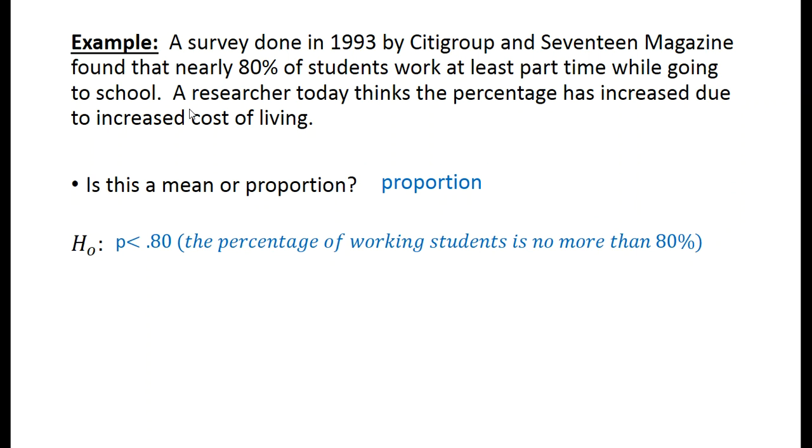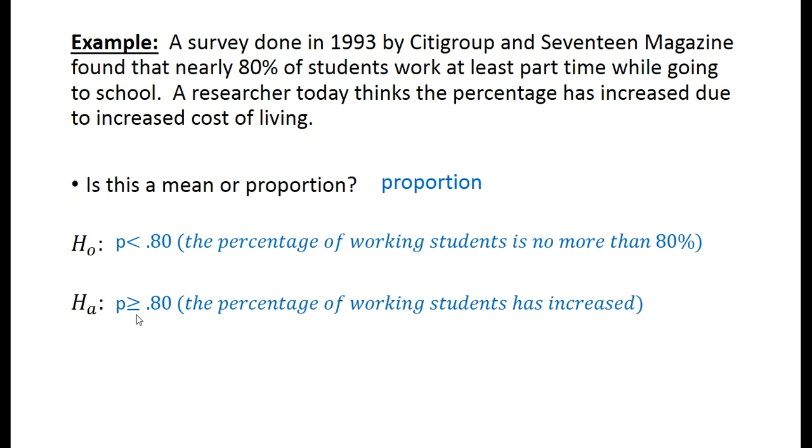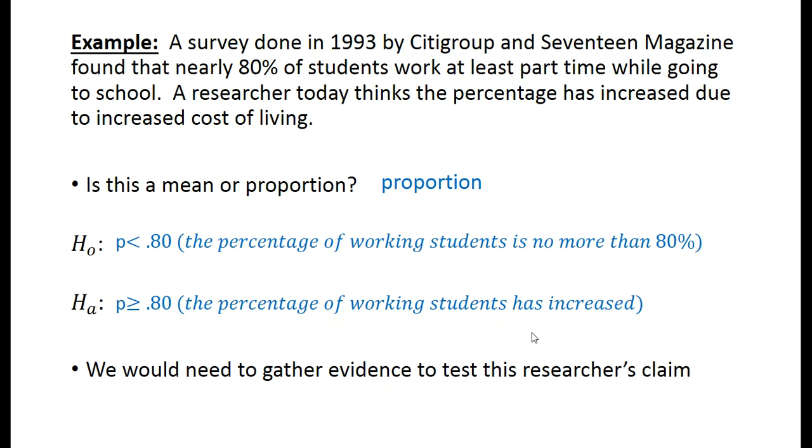And then the alternative claim, what the researcher thinks, is that the percentage has increased. So it's increased from 80, and because the null is strictly less than, we can do a greater than or equal to. You could also do greater than if you wanted to, but with nearly 80%, any increase would be that or higher. And again, of course, we'd have to gather evidence to test this researcher's claim as well. But in the next few videos, we'll go through all the specifics, and we'll be able to gather data and test claims like these.